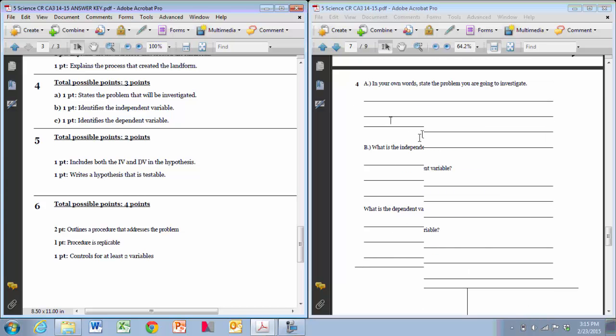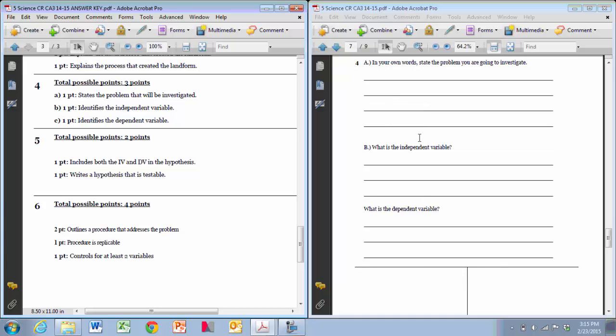Part B is also worth 1 point, and scholars need to identify the independent variable. And the independent variable in this case is the type of salt. So they can either write the type of salt, or they can write rock salt or table salt, and that's them identifying the independent variable. That will receive 1 point.